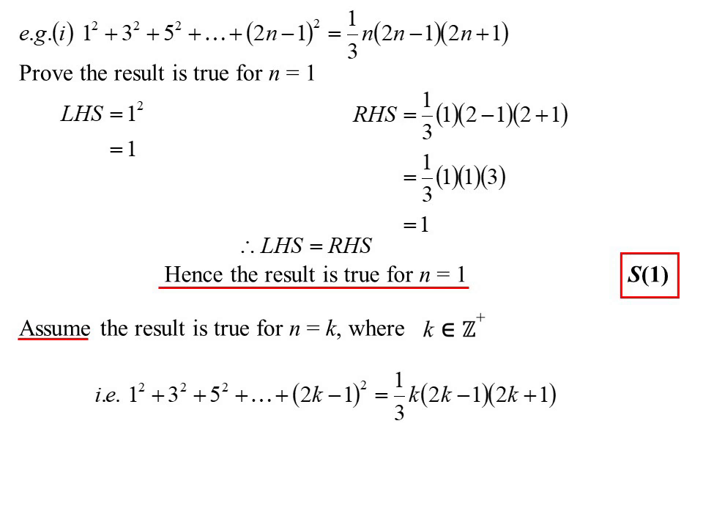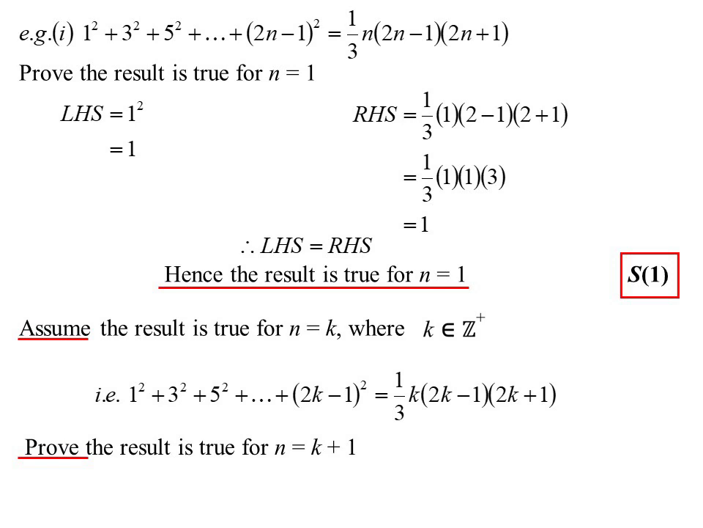I'm assuming 1 squared plus 3 squared, and so on, but basically it's the same thing, you'll notice I've just replaced n with k: 2k minus 1 squared equals a third k, 2k minus 1, 2k plus 1. That is my assumption. So now I'm going to prove it's true for the next case.